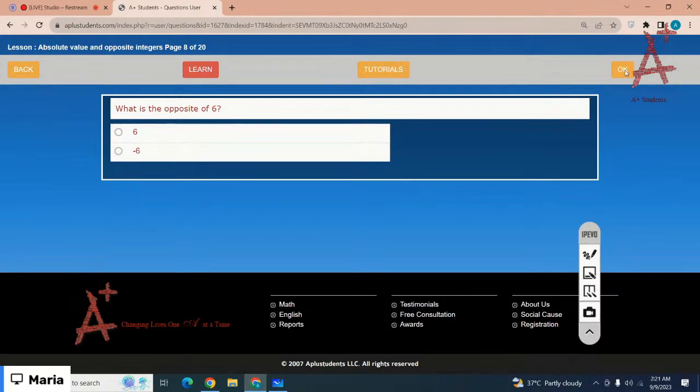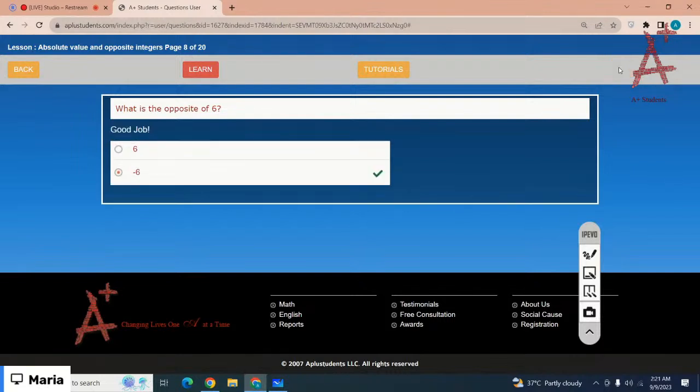What is the opposite of 6? So which is the correct option? Opposite of 6 is, yes, that is negative 6. So the correct option is negative 6.